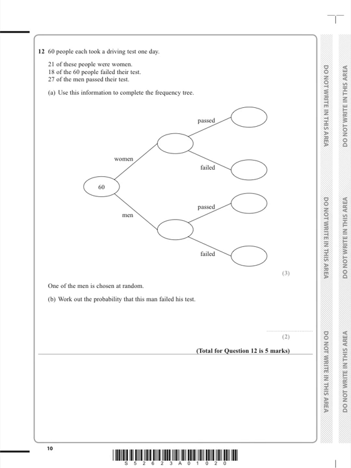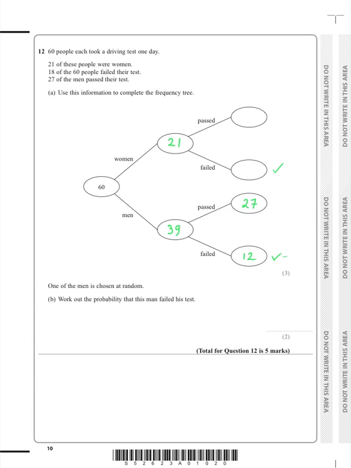Question 12. It says 60 people each took a driving test one day, and 21 of these people were women. So that would leave 39 men. It says 18 of the 60 people failed their test. Okay, so we know that these have got to add up to 18. And it said 27 of the men passed their test. So if 27 of them passed, then there was only 12 left to fail.